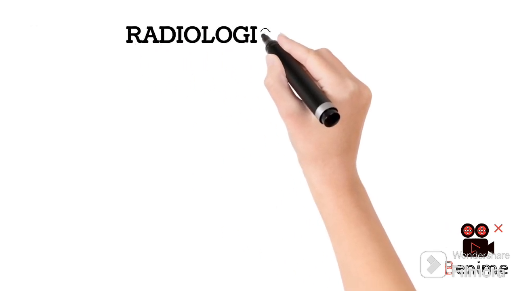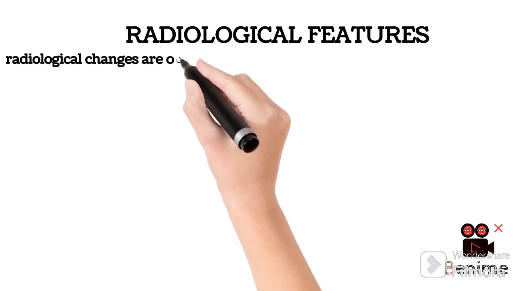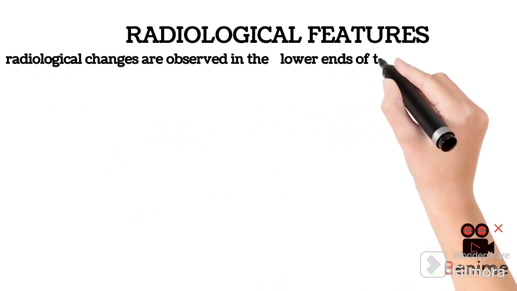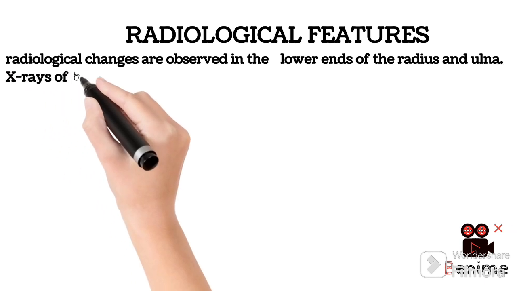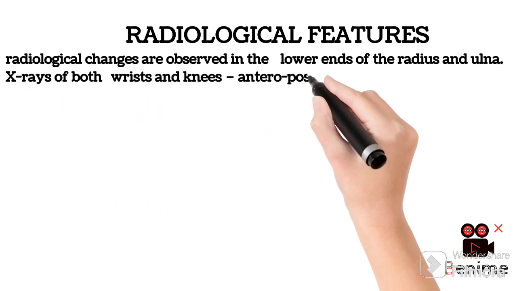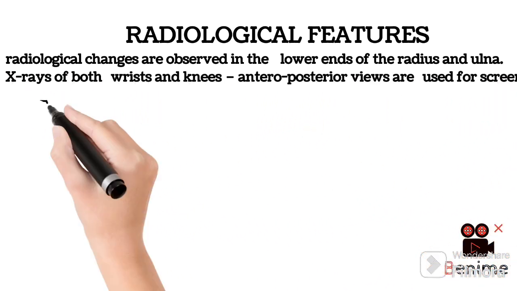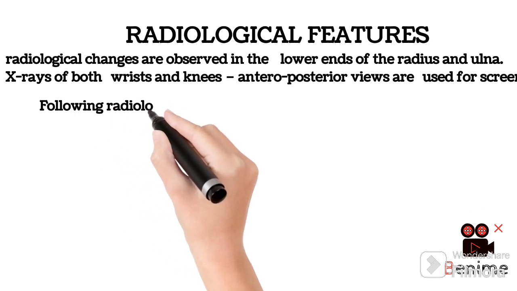Now comes the radiological features. Radiological changes are observed in the lower ends of the radius and ulna. X-rays of both wrists and knees, anteroposterior views, are used for screening.